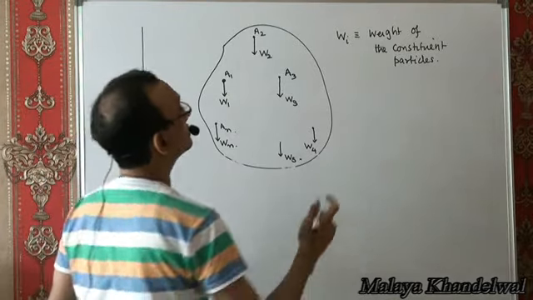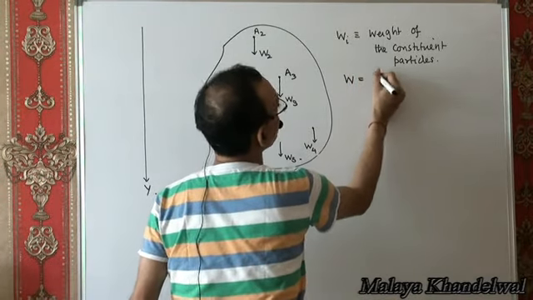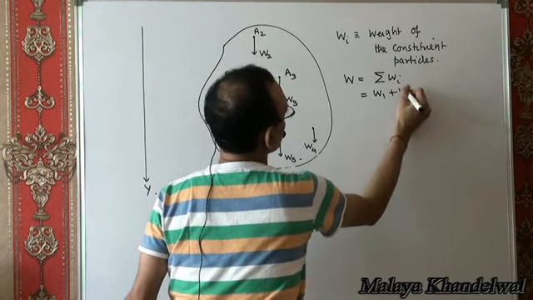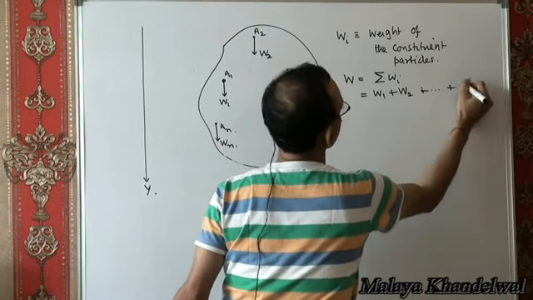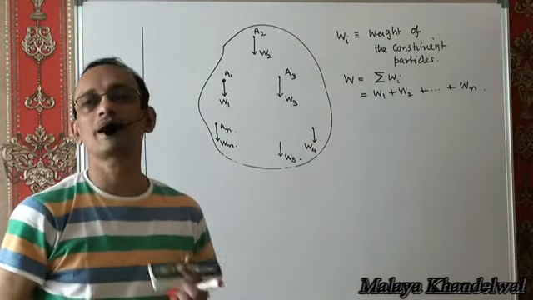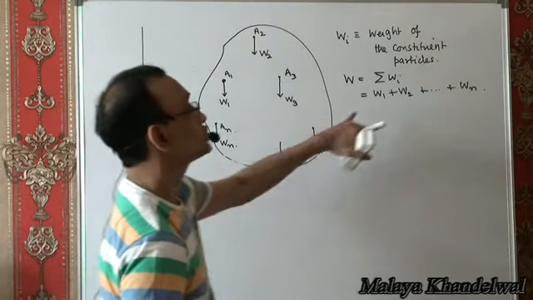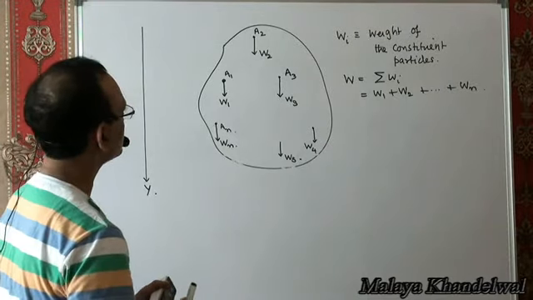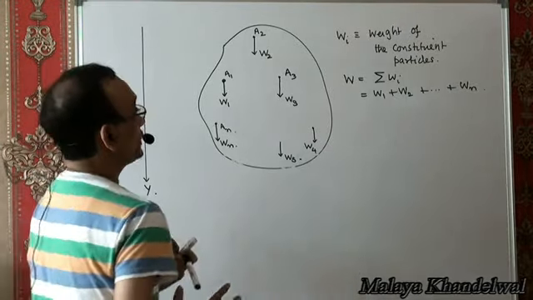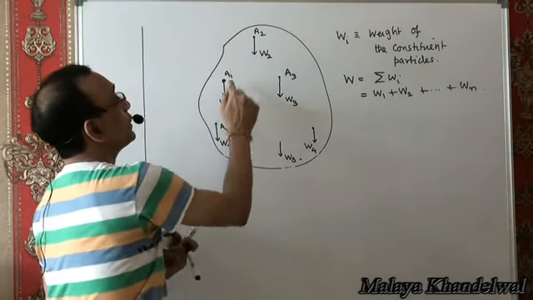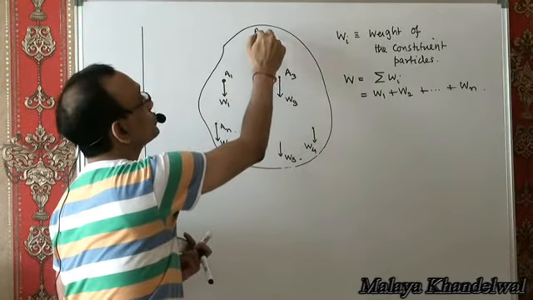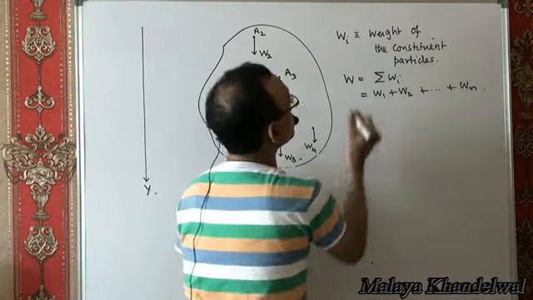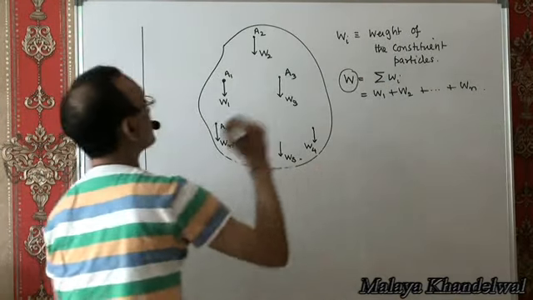By one single particle whose weight would be the sum of the weights, Wi. That means that's going to be W1 plus W2 plus Wn. W1 is the weight of particle A1, W2 of particle A2, W3 of particle A3, and I want one single particle whose weight is W, which is W1 plus W2 plus W3 plus Wn.